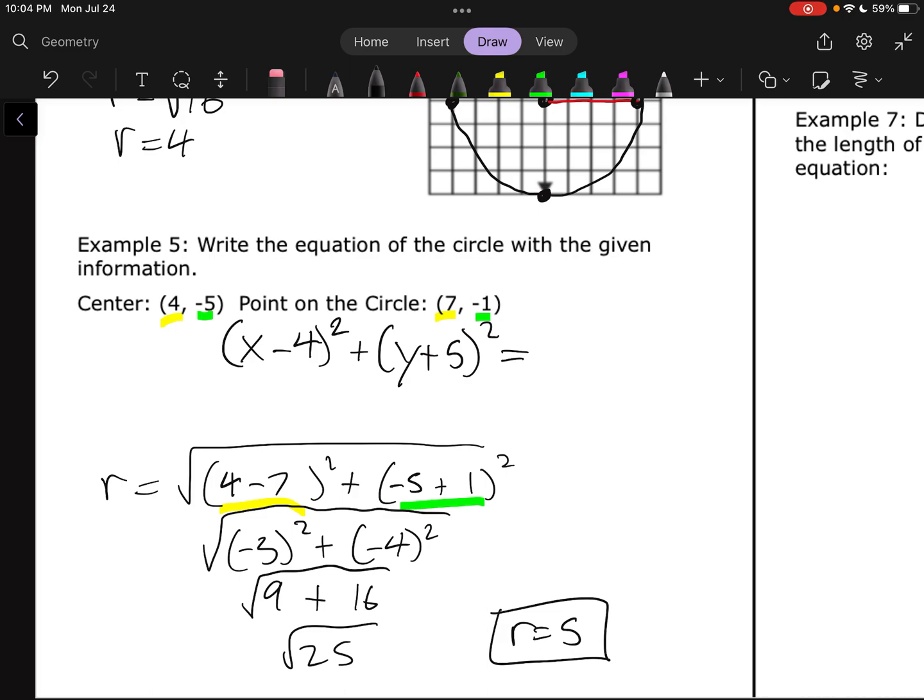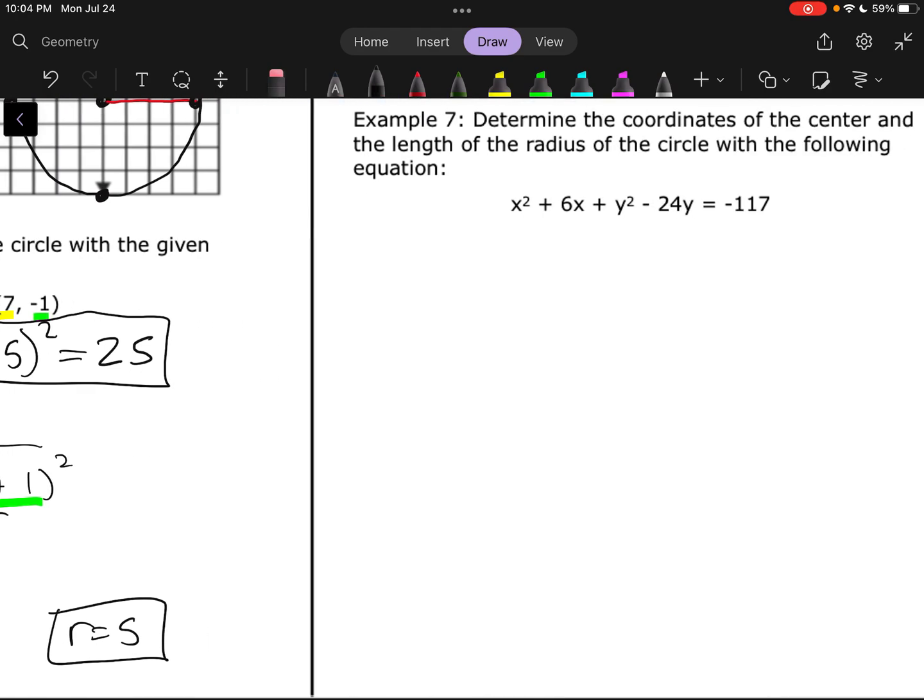So back to my equation. (x minus 4) squared plus (y plus 5) squared equals 25, because remember we put the radius squared over there. So even if you get something that's not a nice square root, like that one was a perfect square, so that was great. But even if you got something as your final part of the distance formula, you don't need to bother simplifying it because it's just going to get squared again when you write your equation.